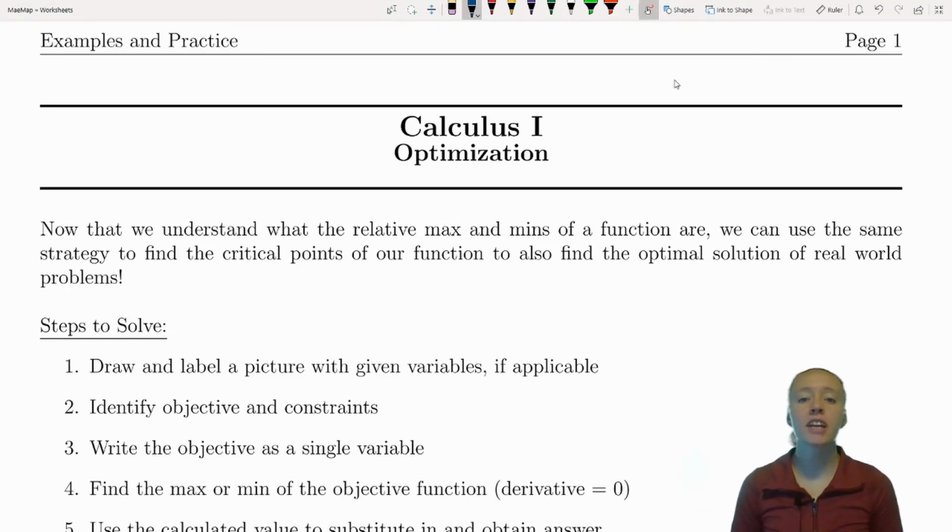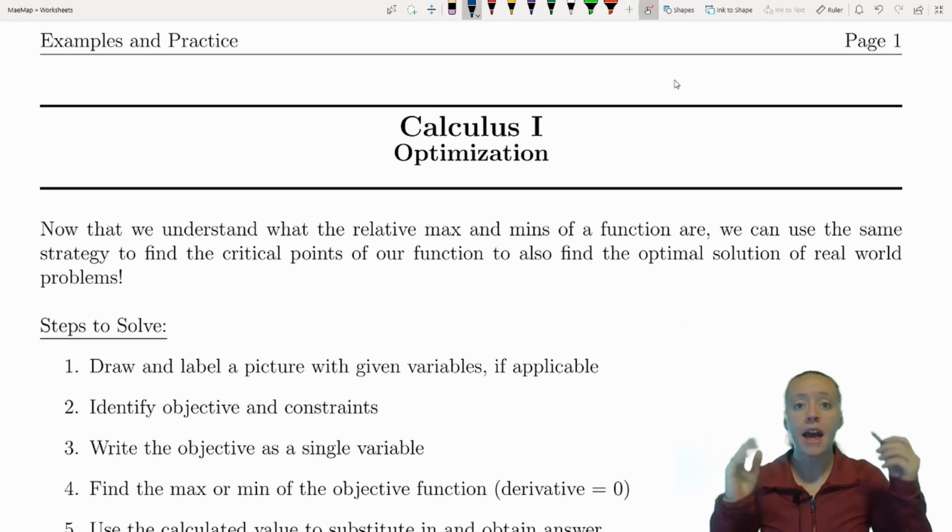In today's example video, we're going to do some more problems on optimization. So now that we finally understand what the relative max and mins of a function are, we can use that same strategy to find those critical points to also find the optimal solution of real-world functions. Because think about those maxes and mins. They're found by using the derivative of the function and setting it equal to 0. So once we get those critical points, we will know the maximum and minimum values of our original function.